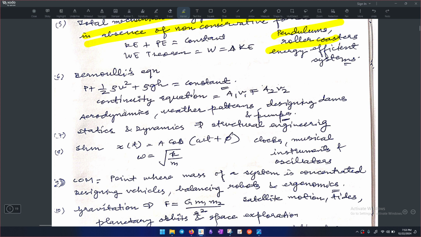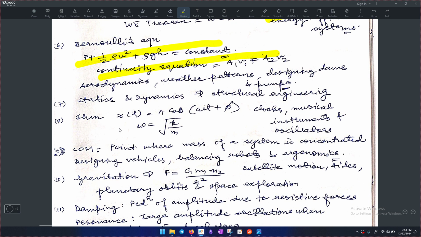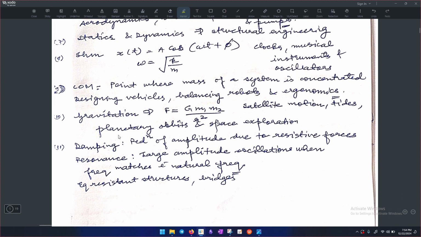Now, Bernoulli's equation. Bernoulli's equation is P plus half rho V squared plus rho gh is equal to constant, and the continuity equation denotes A1 V1 is equal to A2 V2. This is used in aerodynamics, weather patterns, designing dams and pumps. Statics and dynamics, structural engineering. Now, SHM is used in clocks, musical instruments, oscillators. Center of mass is a point where mass of a system is concentrated, and it is used in designing vehicles, balancing robots, and ergonomics.